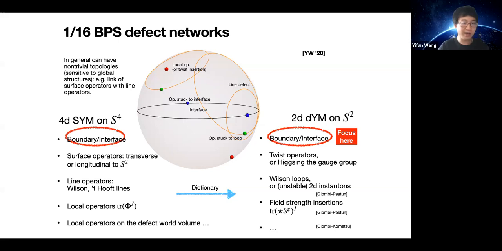Okay. So here, as I promised, I will give you some explicit applications of these technologies developed here. In that application, I will focus on the interface or boundary type of defects in the presence of possible local operator insertions, as well as some possible local operator insertions on the defect.